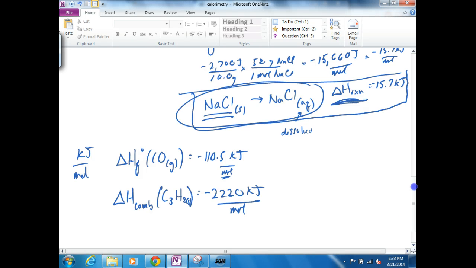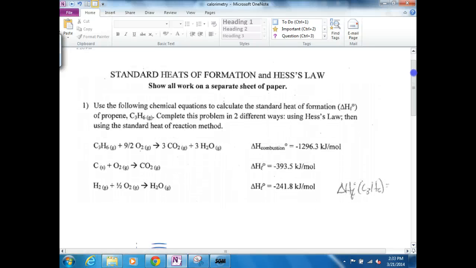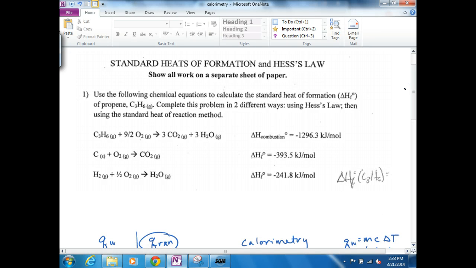Okay, now we're ready to go back and tackle this first problem. We've got to break this problem down. It's kind of a complicated problem, and the way it's worded is not making it easy for us. So let's look at what it says. Use the following chemical equations. Okay, so we've got 3 chemical equations right here, to calculate the standard heat of formation.